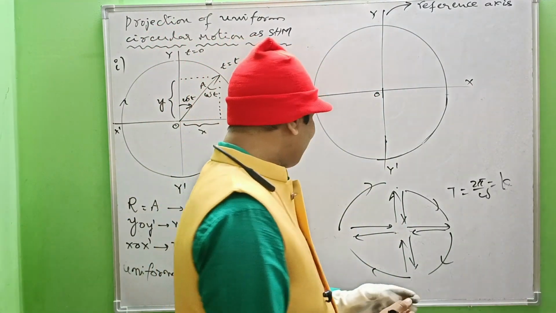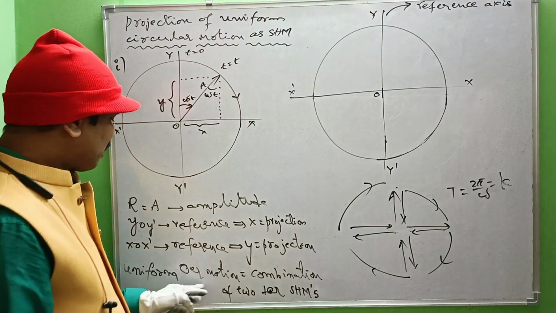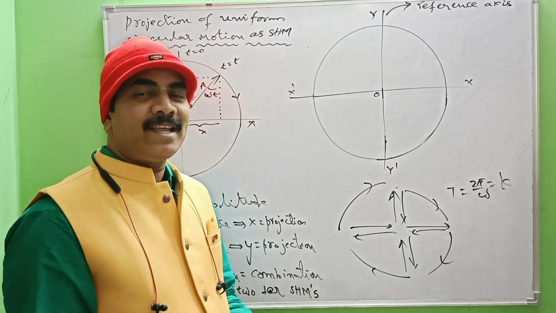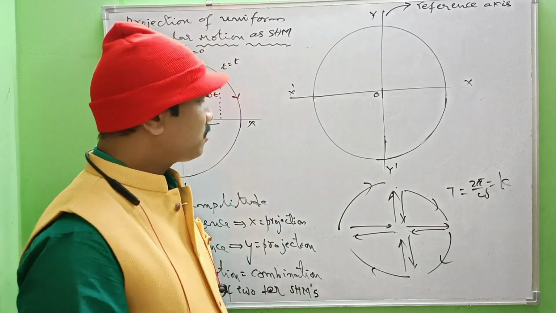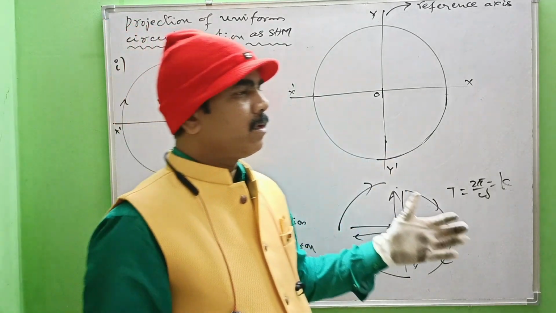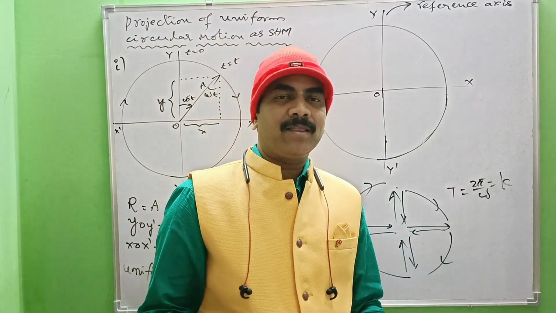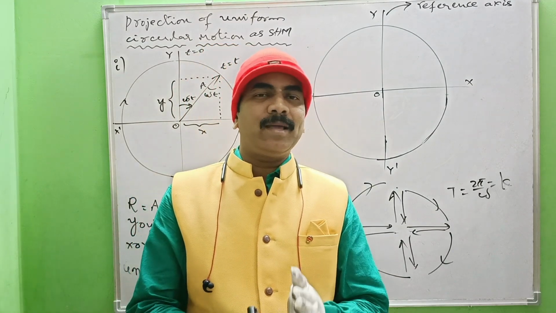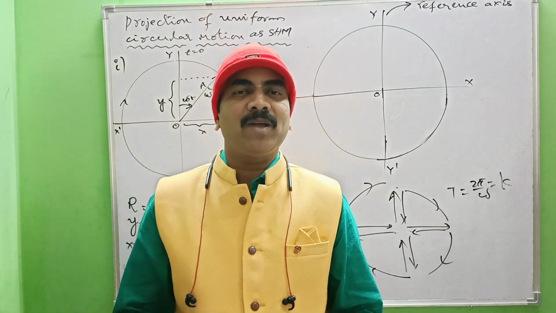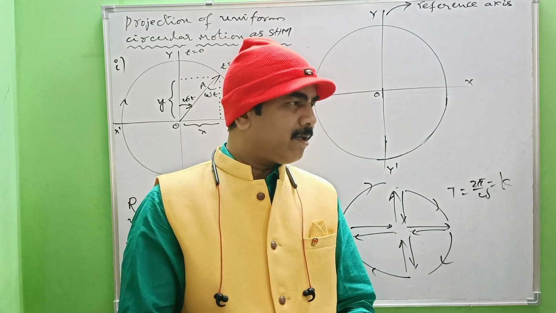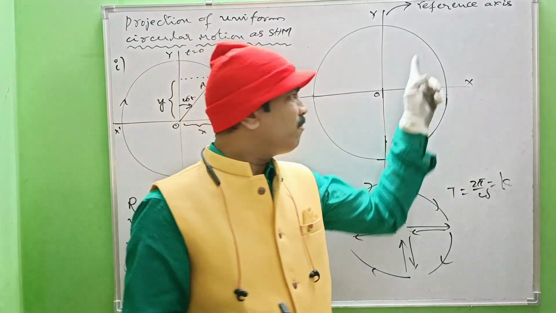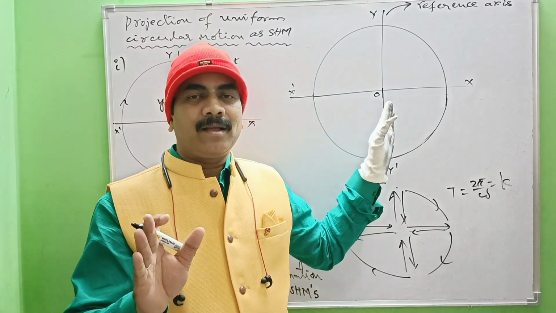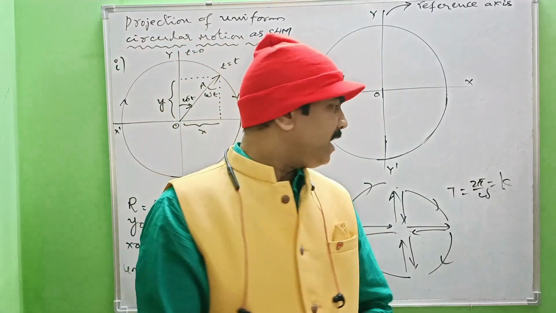So that's why I am saying uniform circular motion is nothing but the combination of two mutually perpendicular linear simple harmonic motions. So whenever a particle moves with constant speed along a circular path, that motion can be treated as the combination of two mutually perpendicular linear simple harmonic motions, right? Remember that the particle is not moving simple harmonically, but only its projections are making simple harmonic motions, right?